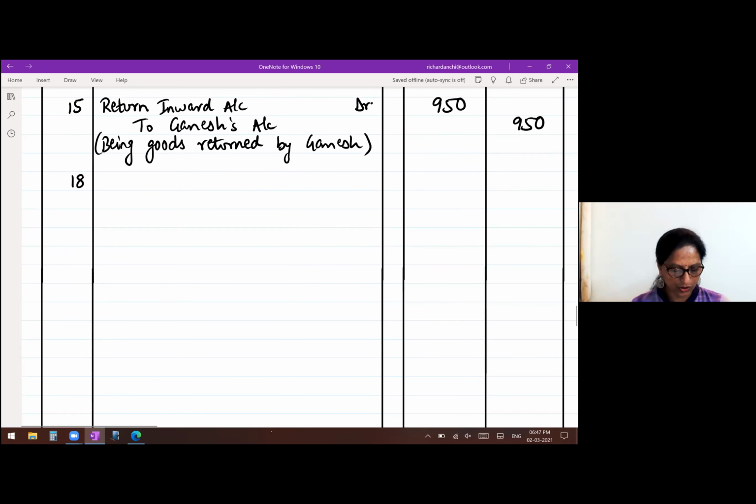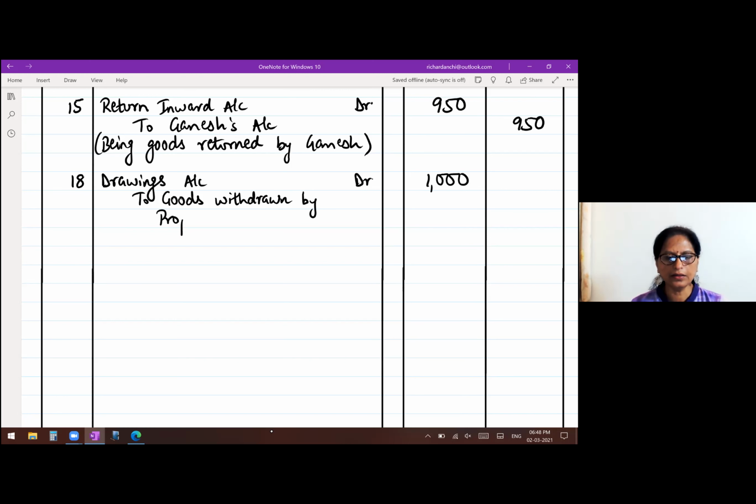So write the 18th journal entry, drawings account debit 1,000 to goods withdrawn by proprietor account. All the words have to come. If it does not fit, use the next line. To goods withdrawn by proprietor account 1,000. Narration: Being goods withdrawn for personal use.